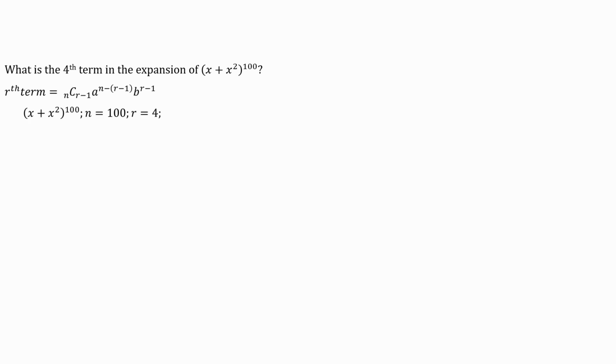So ito yung given, x plus x squared raised to 100, and then yung n is 100, and then yung r is equal to 4. At yung a is equal to x, at yung b is equal to x squared. So substitute natin dun sa formula, so therefore yung fourth term is equal to 100 choose 4 minus 1, x raised to 100 minus 4 minus 1, times x squared raised to 4 minus 1. So 100C3 x raised to 97 times x squared raised to 3.